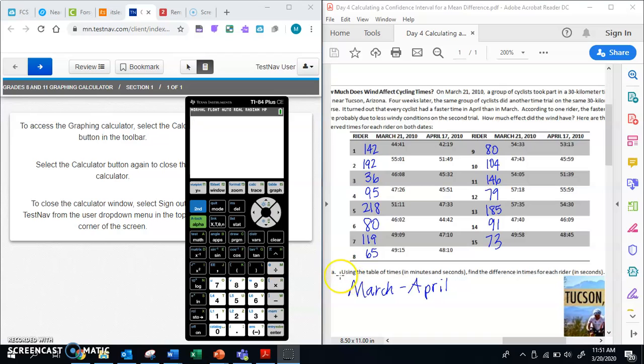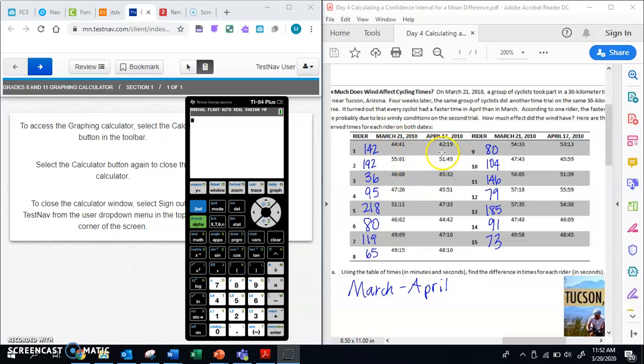Part A asks us, using the table of times in minutes and seconds, find the difference in times for each rider in seconds. What we're going to do is convert all of their times into seconds. They give us their times in minutes and seconds, and we want to convert that into seconds. So if you looked at, say, rider one, his time on March 21st was 44 minutes and 41 seconds. There's 60 seconds in a minute, so 44 times 60, multiply that out, and then just add the 41 to it. You get their total seconds.